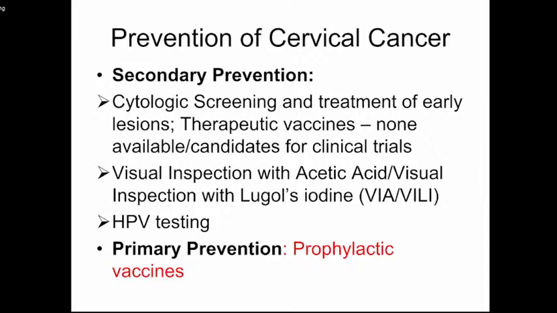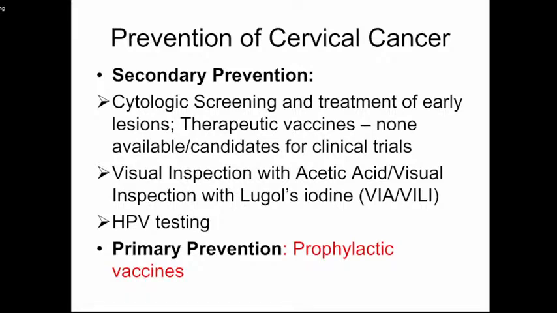So, prevention of cervical cancer: there is secondary prevention by cytologic screening and treatment of early lesions. We still don't have therapeutic vaccines. There are no candidates. I think lots of trials have been done for therapeutic vaccines, but none exist so far. None have been approved.